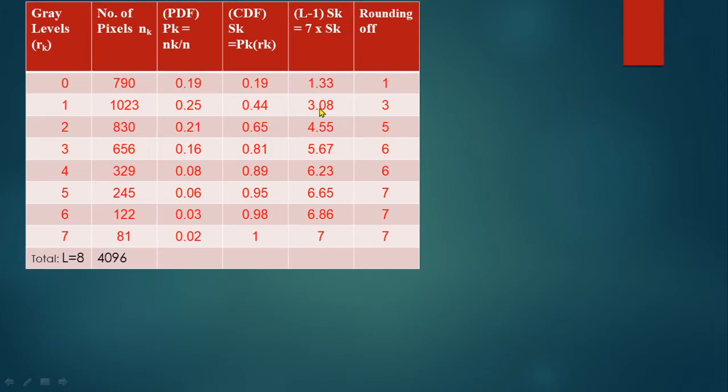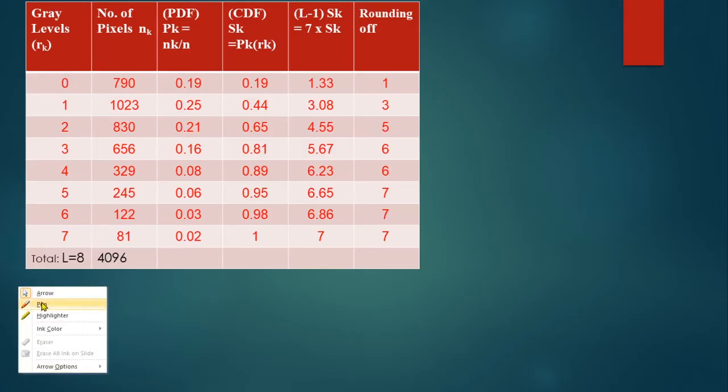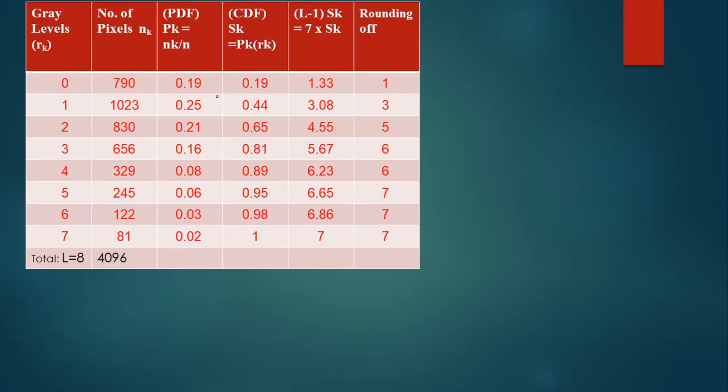cumulative density functions. Then after finding the rounded values, you have to map these intensity levels to the equalized pixel intensity values. That is, 0 becomes 1, 1 becomes 3, 2 becomes 5. Similarly, 3 becomes 6, 4 becomes 6, 5 becomes 7, 6 also 7, and 7 also 7.